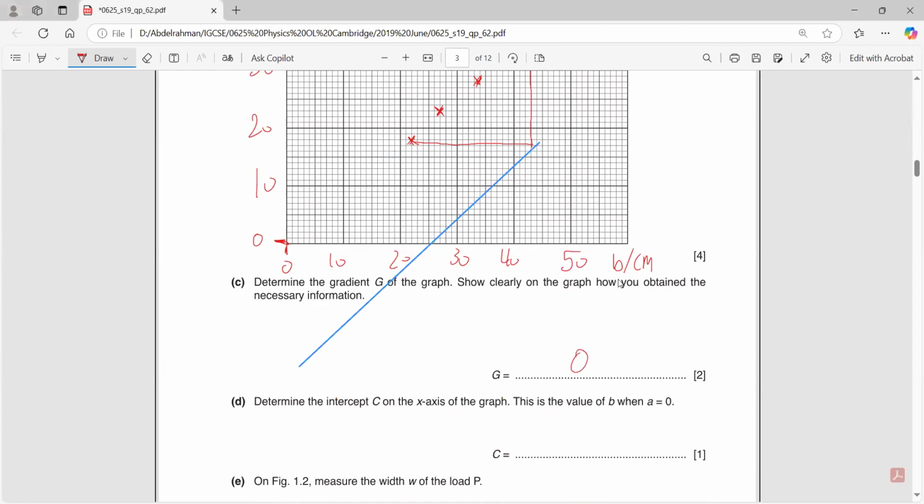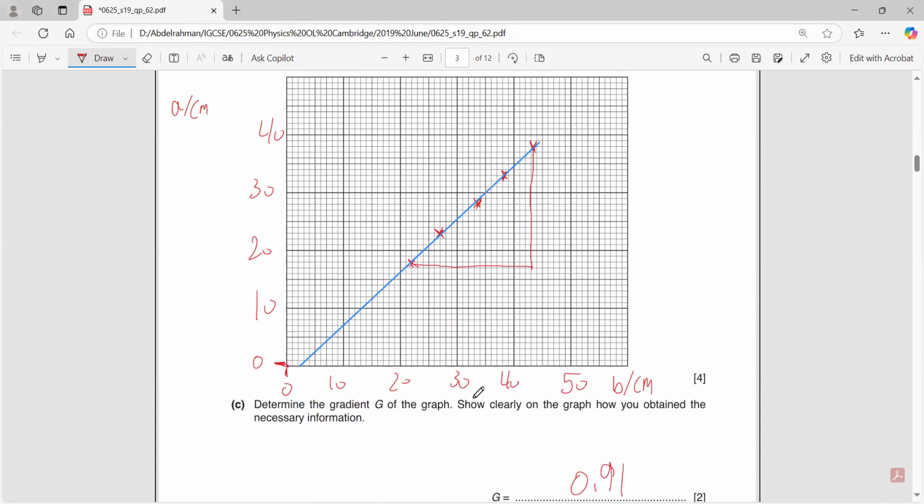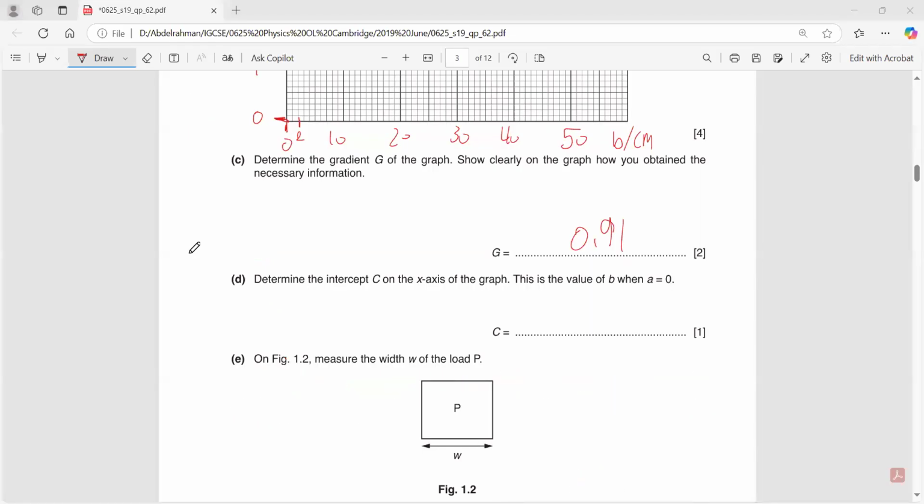Okay, 0.91. Now, can I find the c-intercept, the intercept on the x-axis? Yes, we can find the intercept on the x-axis. The intercept here would be around 2. So it has reached this point at 2. So this is the c-intercept. Let me remove this line. So the c-intercept would be 2.